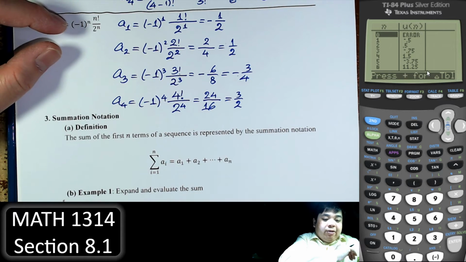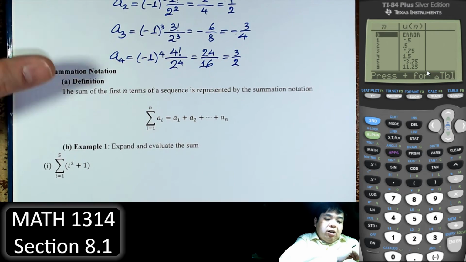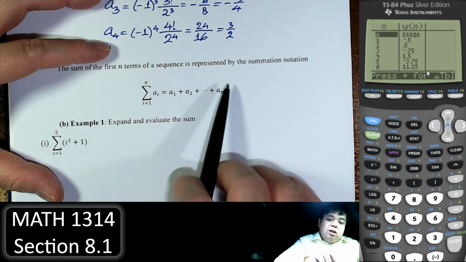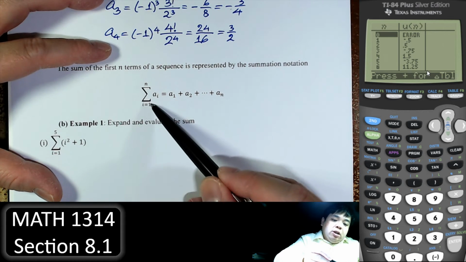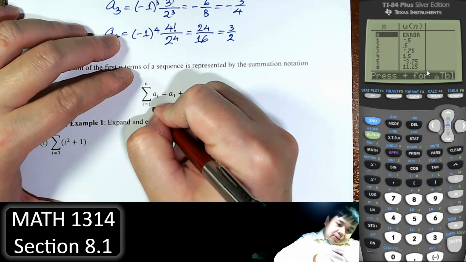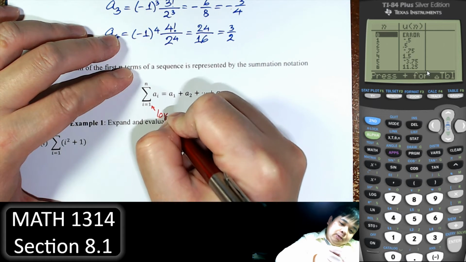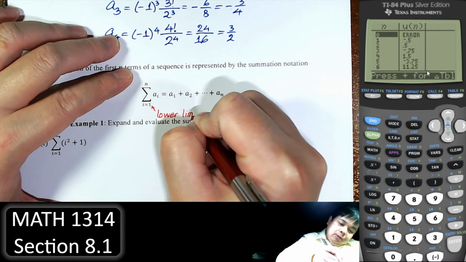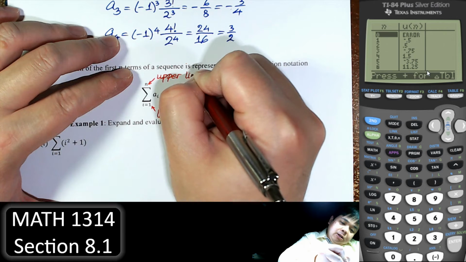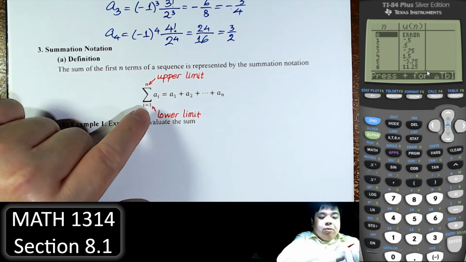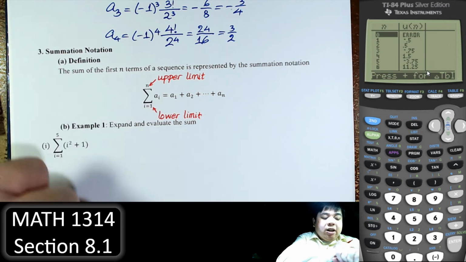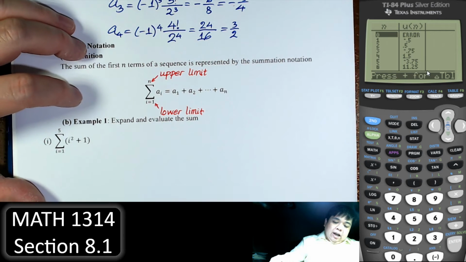Right, next we have the summation notation. Summation notation is if we sum the first n terms, it's going to be this. So pretty much we will substitute the lower limit. This is called the lower limit. This is the upper limit. So we substitute the lower limit into the term and then increase by 1 until we hit the upper limit. And we just add all of them up.